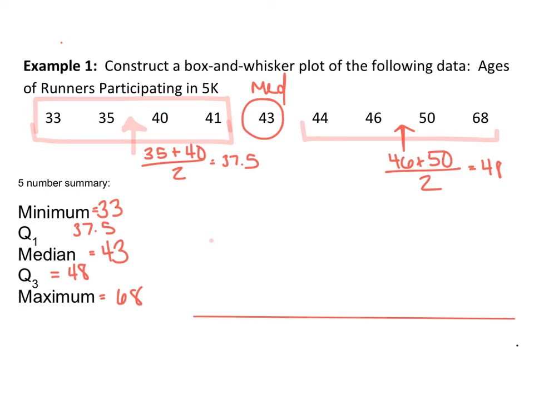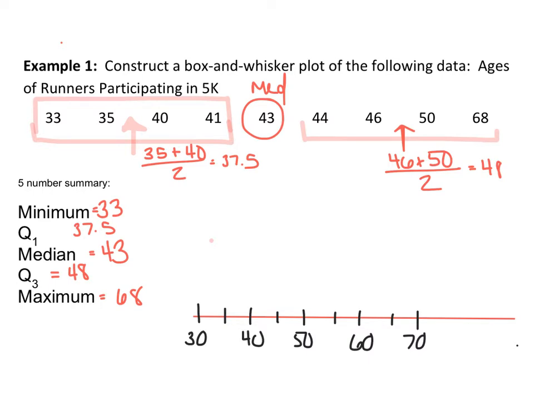I am going to number my number line. My lowest is 33, so I'm going to start with 30. And my highest is 68, so I'm going to count by 5s. 35, here's 40, 45, 50, 55, 60, 65, 70. And that's going to give me high enough to plot my 5 values.